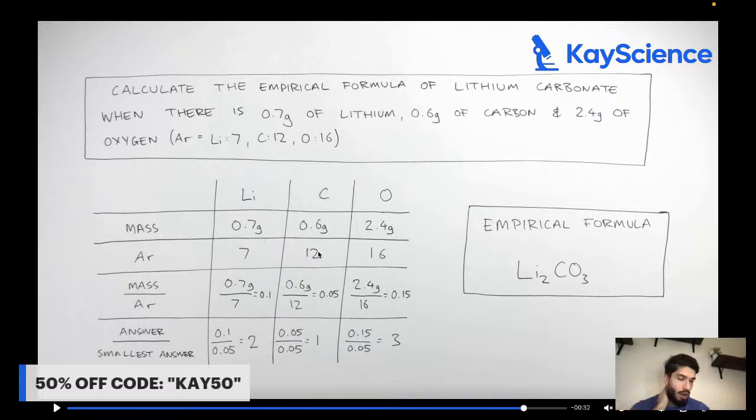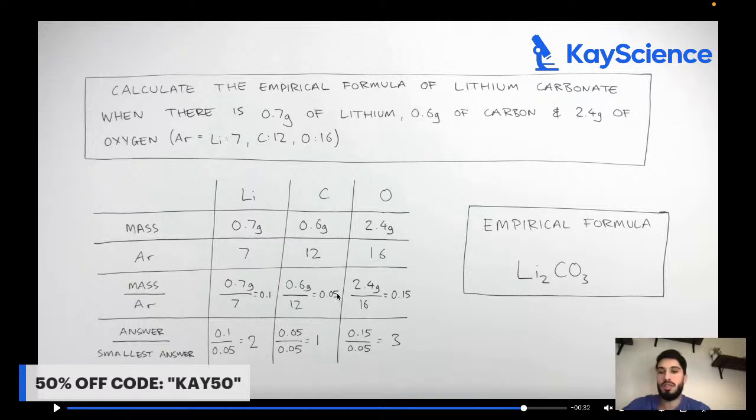At this point, you haven't got any marks. However, when you start getting the marks is when you do the masses divided by the AR. So 0.7 grams divided by 7 equals 0.1. 0.6 grams divided by 12 equals 0.05. 2.4 grams divided by 16 equals 0.15. If I saw that, you get a mark.